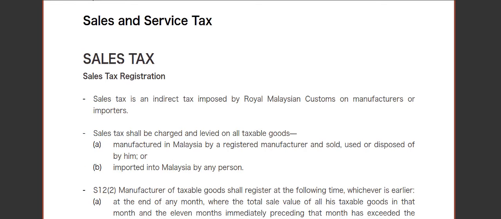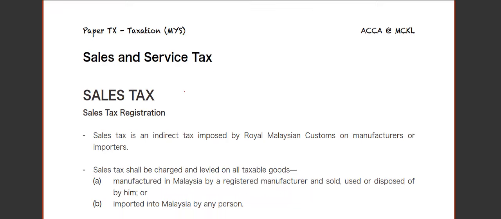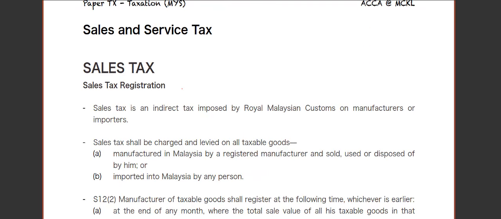Okay, we're gonna come to indirect taxes today, and we'll be looking at sales tax and service tax. You can turn to your notes to sales tax.